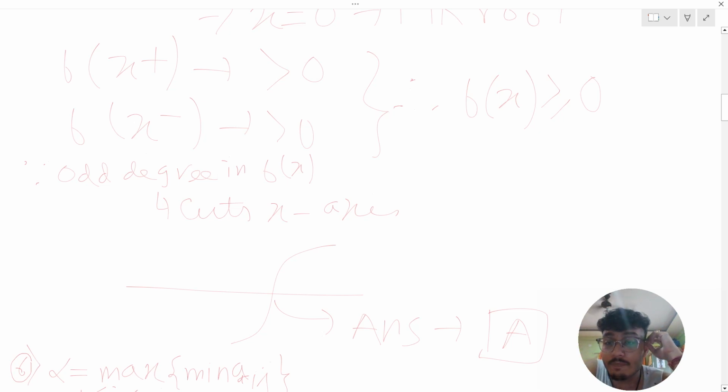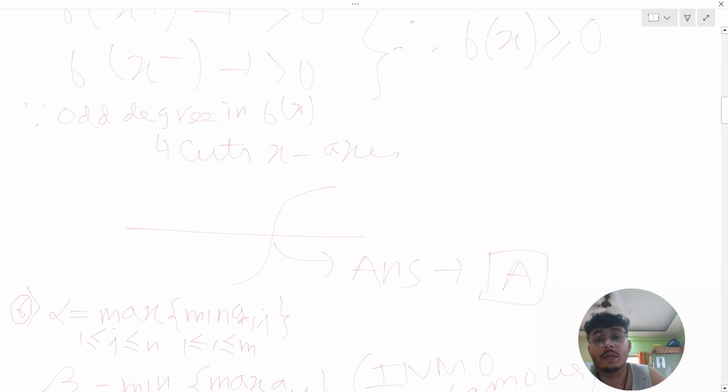One more way of checking is that we have an odd degree in f of x. My question is basically x to the power 11. So whenever we have an odd degree, we very well know that it is going to cut my x-axis at least once. So without any further delay, we can say that our answer is going to be only a single real root, which is my 0. So my answer is option A, which is 0.